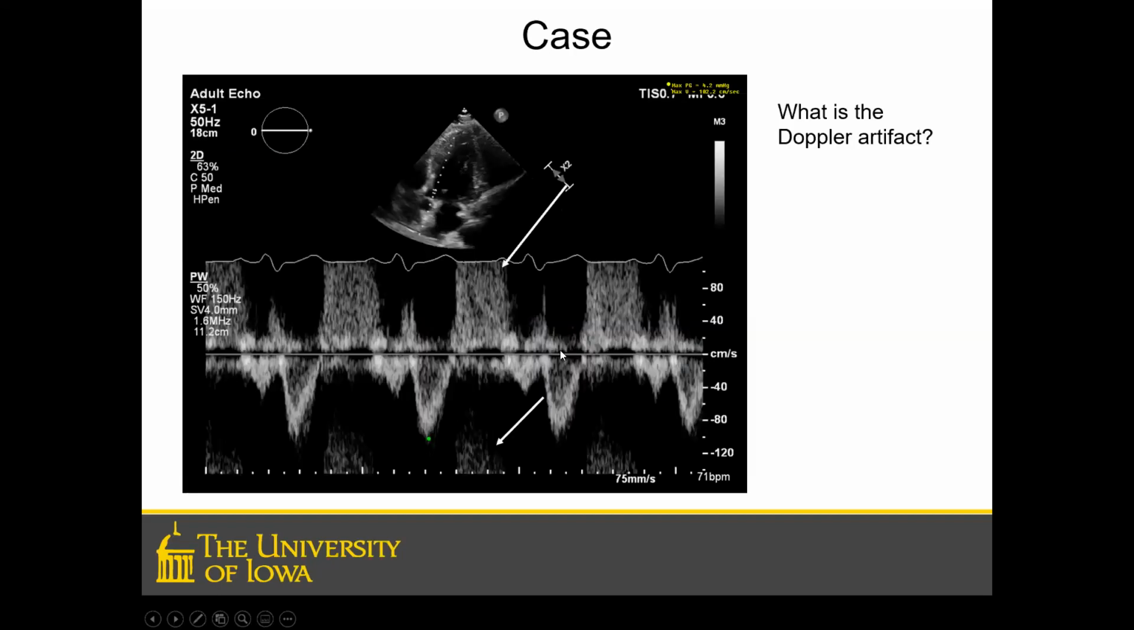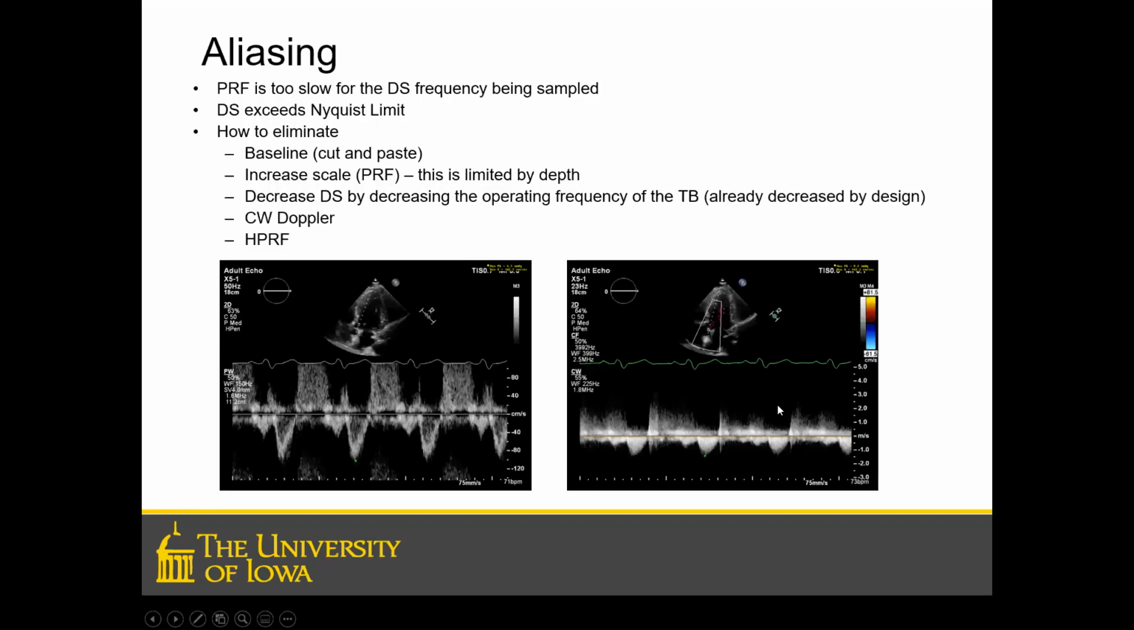Here's aliasing with the pulse wave Doppler, which you've seen many times. So this flow is coming up and then wrapping around to here. So once again, just to review, in this example, our pulse repetition frequency is too slow to see this, and that's aliasing. How can you get rid of it?